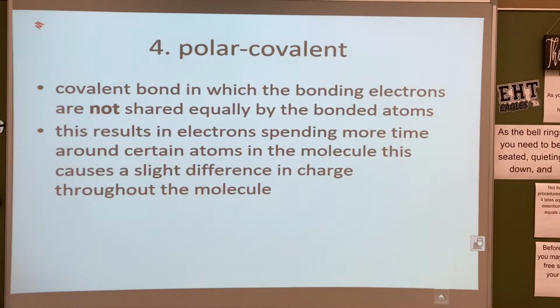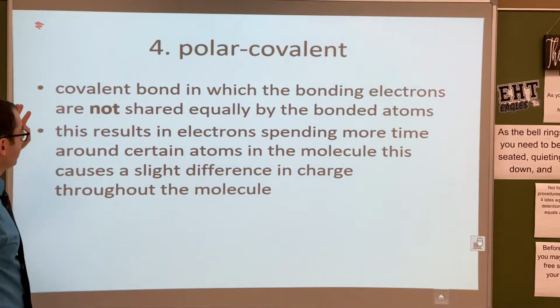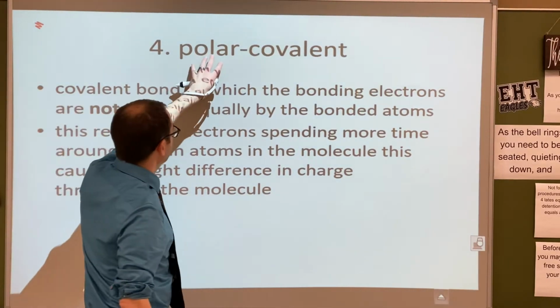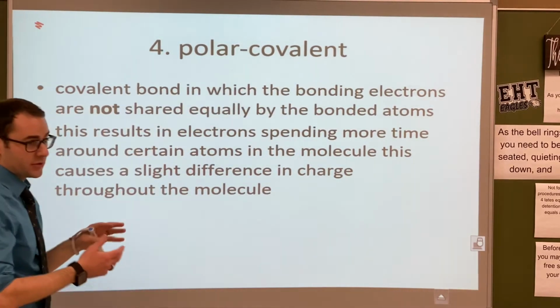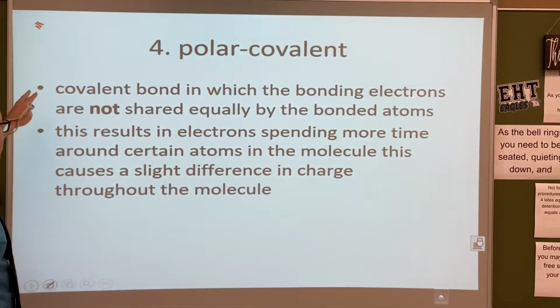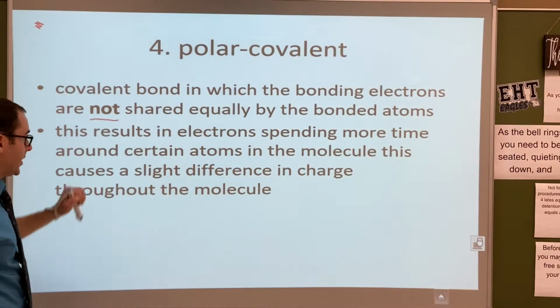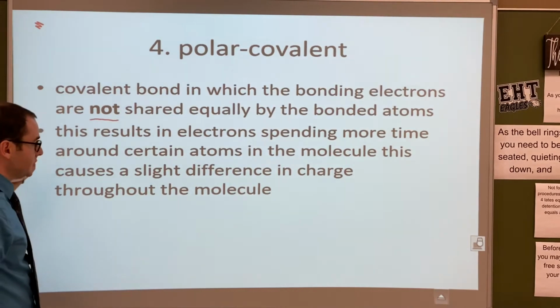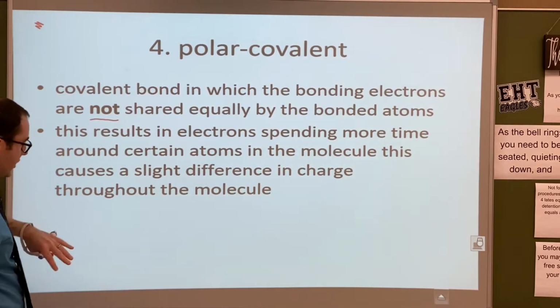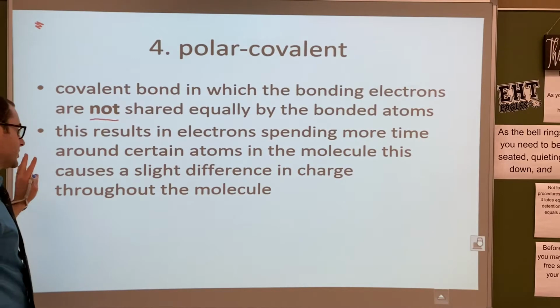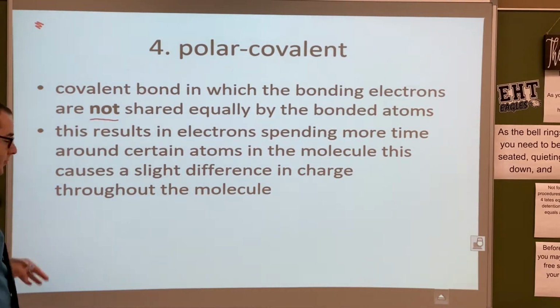All right, so here we have a polar covalent. Polar is when it's not even sharing. Covalent means that there is sharing. Covalent bond in which the bonding electrons are not shared equally by the bonded atoms. This results in electrons spending more time around certain atoms in the molecule, and this causes a slight difference in the charge throughout the molecule.